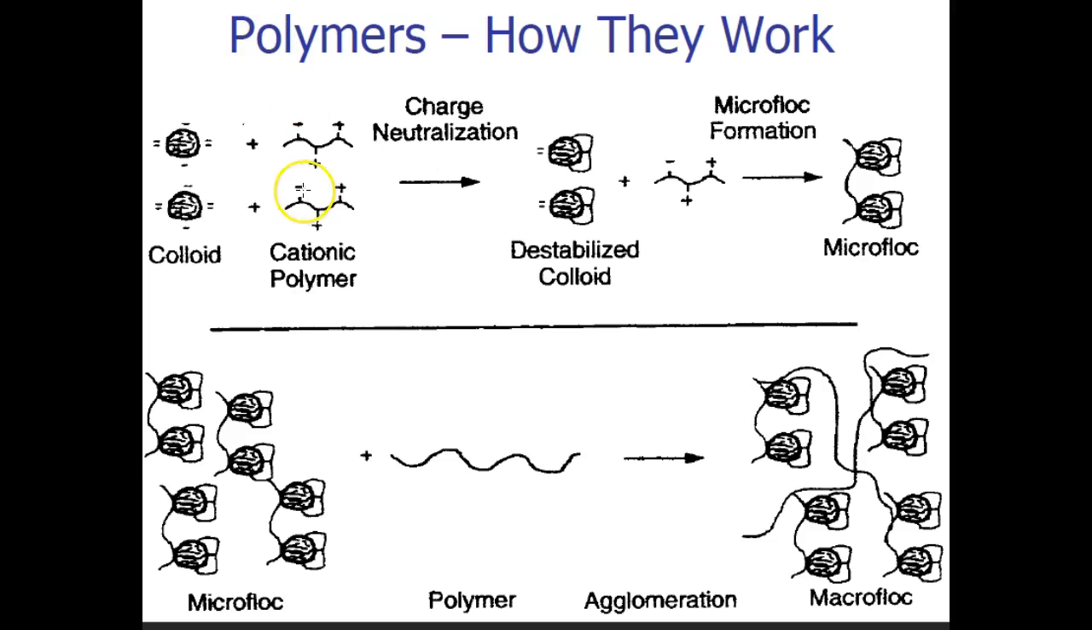So how does it work? We add our cationic polymer in, it neutralizes charges and destabilizes the colloid. And then we form microflock, which is where it's starting to clump together. The microflock is then mixed with a polymer, and it's mixed up a little bit, and we get our macroflock, which is, again, the big group of things that's going to gain weight and is going to want to settle to the bottom of those clarifiers.